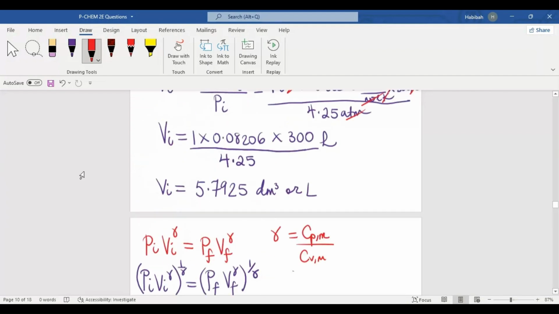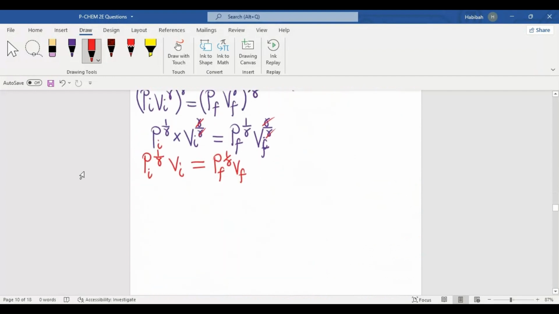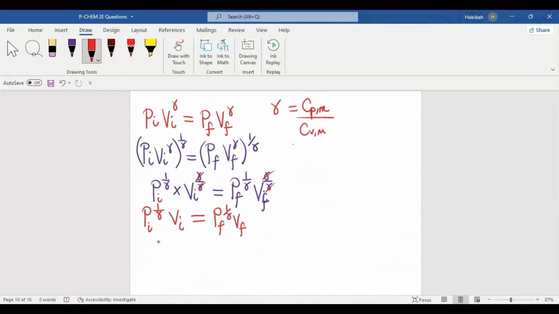So that's how you basically do the math. And since we're looking for V final, we can just rewrite this equation like this. V final equals V initial multiplied by P initial divided by P final, both of this information raised to the power of 1 over gamma. That is how you do this. That is how you simplify a difficult formula.